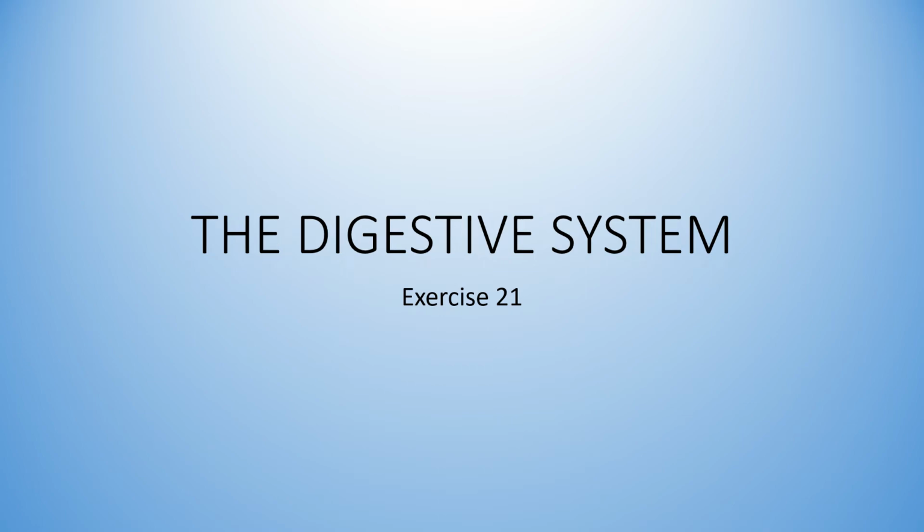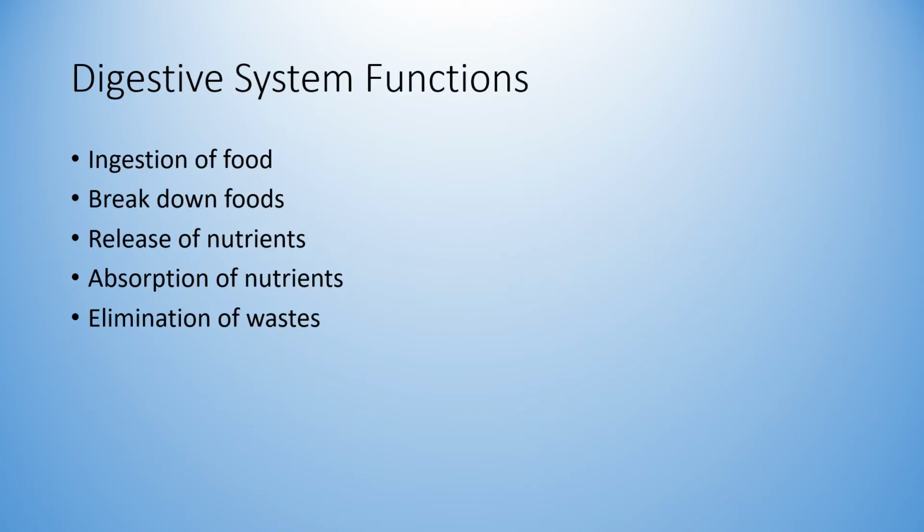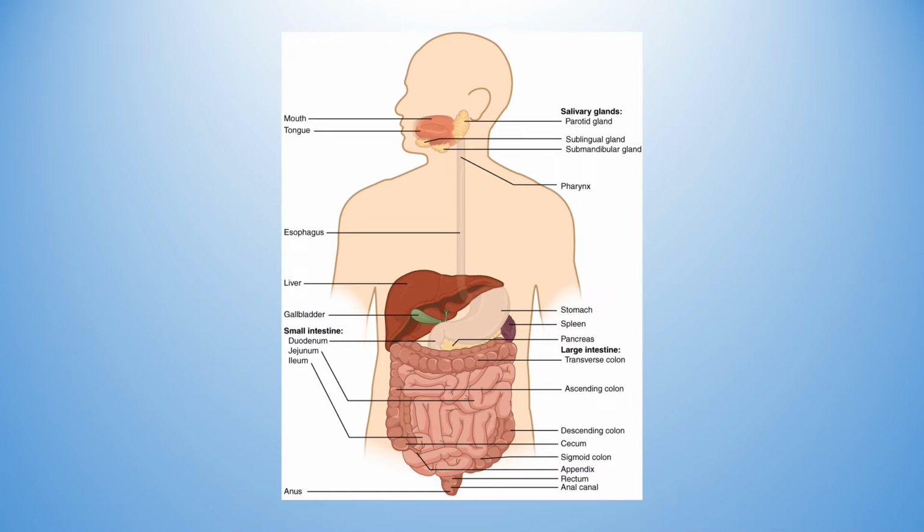Exercise 21, this is working with the digestive system. So the overall function of the digestive system is the intake of food, the breakdown of the food to release the nutrients from it. You also have to absorb those nutrients and then eliminate any waste products from it. So just kind of a summary diagram.